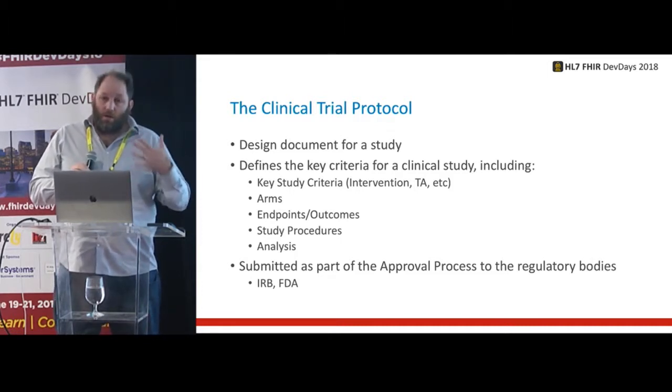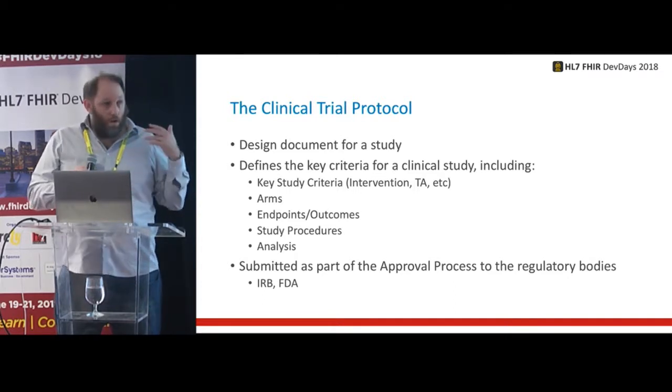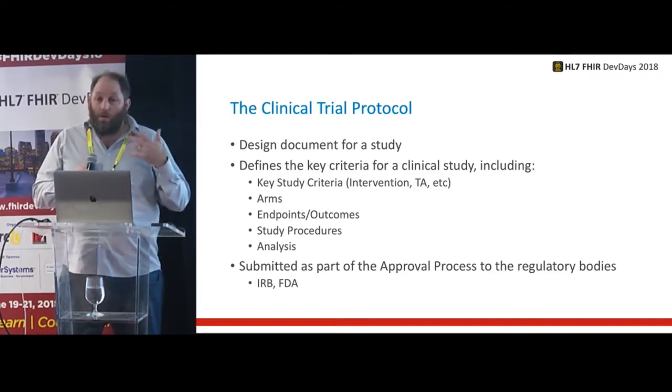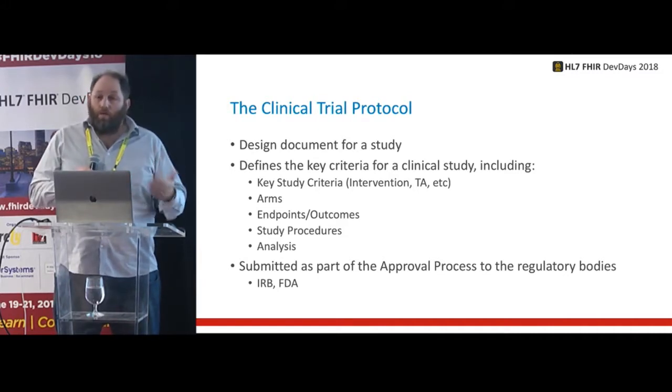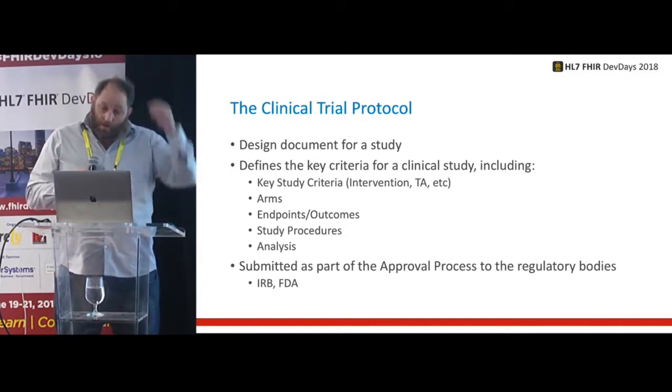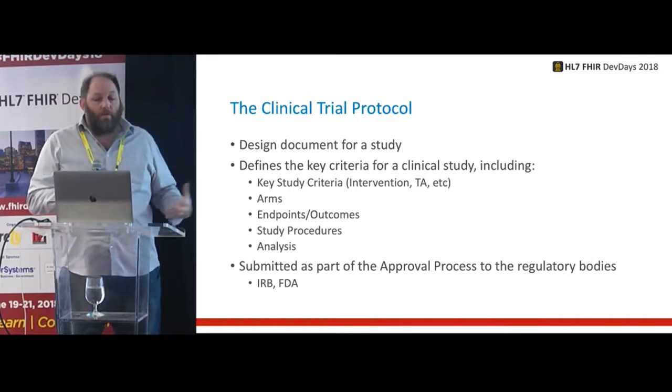This is a controlled document. It's versioned, it's very much managed, and this is the one that goes to regulators for review. It also goes to the institutional review boards. If you don't get past the institutional review board, you're not even going to be able to run the study at a particular site.